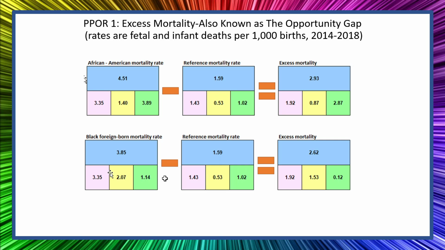If we look at the top left blue box, that's African American mortality rate. We see for the blue box, it was 4.51 per 1,000 births for babies delivered to African American women. In that same time period, the rate was 1.59 per 1,000 births for white women, the reference group. The difference then is 2.93, and that is the number that we would call excess mortality or the opportunity gap. And as you can see, it's the largest number there, so that we might think, well, maybe this is the area we're going to focus on.